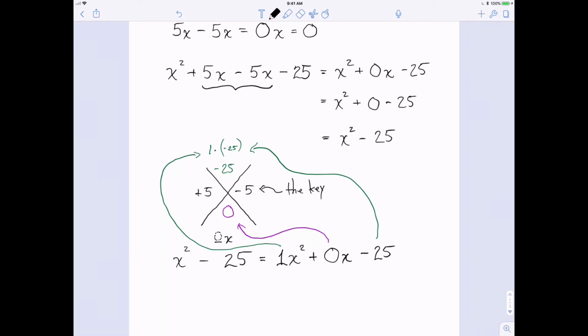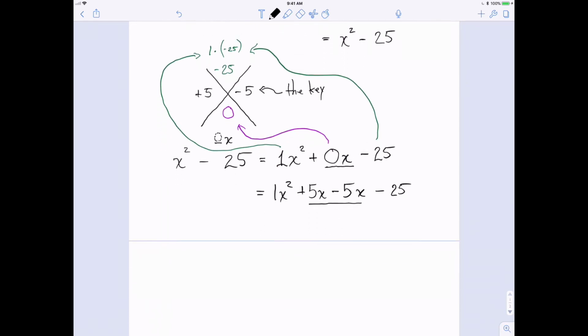And then just like in previous videos, what we do is we rewrite the 0x using the plus 5 and the minus 5. So I write 1x squared plus 5x minus 5x, because remember, plus 5x and minus 5x here is the same as the 0x here, minus 25. And then we factor by grouping.